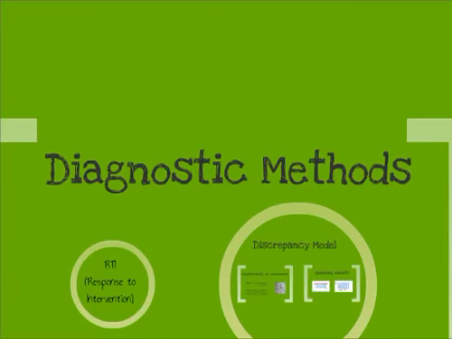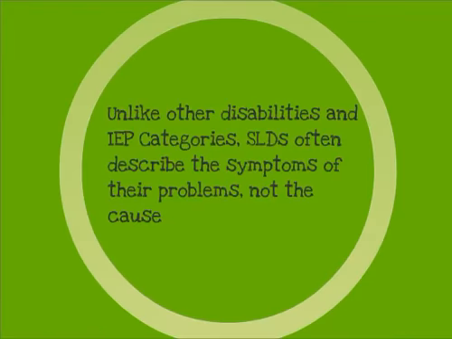Let's talk really quickly about some diagnostic methods. This says, unlike other disabilities and IEP categories, specific learning disabilities describe the symptoms of their problems, not the cause. You know, the categories are split in that regard. Categories like traumatic brain injury talk about the cause, but a lot of categories that we use in special education describe the symptoms or the issues and not the actual cause.